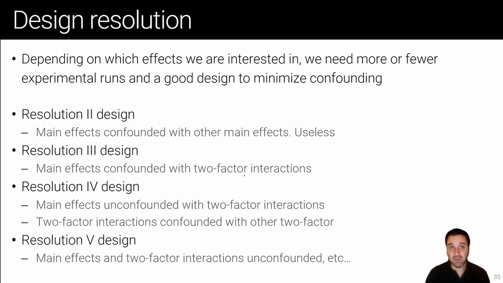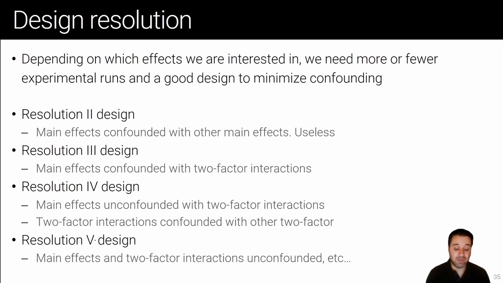And then we need a resolution 4 design. In this case, the main effects are not confounded with two-factor interactions, but the two-factor interactions are confounded with each other. So if we observe an interaction between A and B, it's confounded, for example, with an interaction between B and C, and we cannot tell the difference between one or the other.